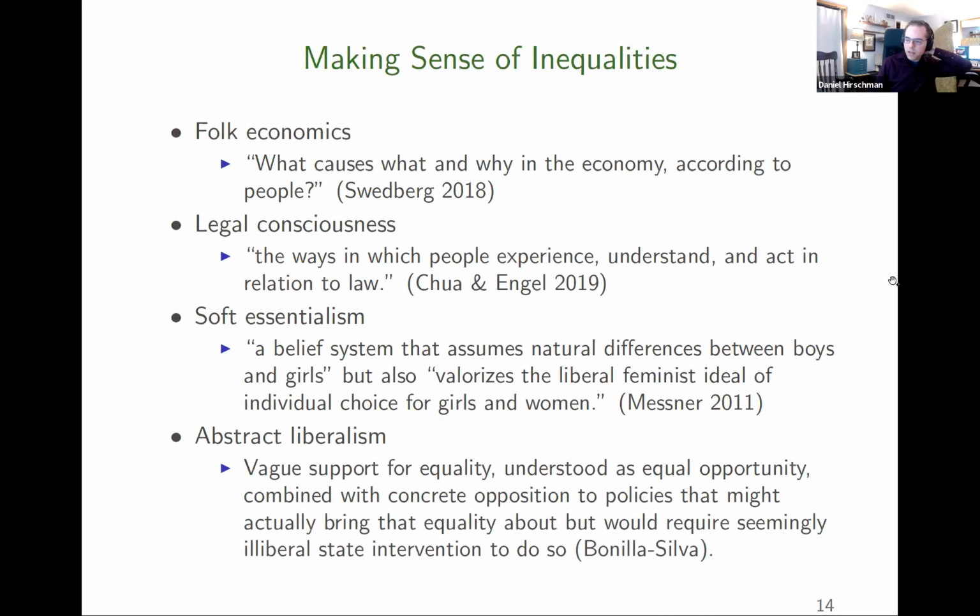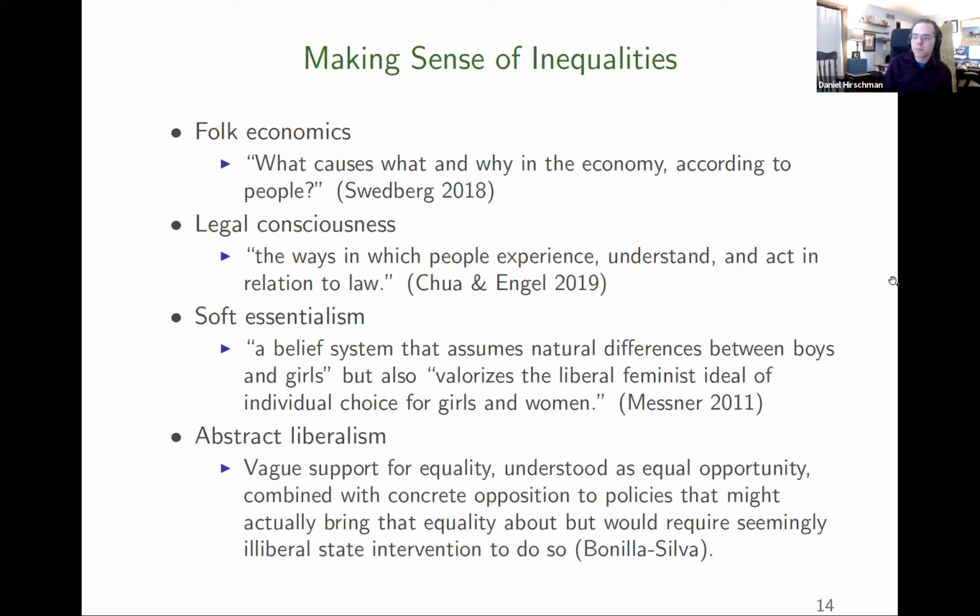And then finally, from the sociology of race, which I think applies nicely in a gender context, I draw on the concept of abstract liberalism, which describes a kind of vague support for equality, understood primarily as equality of opportunity, combined with concrete opposition to policies that might actually bring that equality about, which would require seemingly illiberal state intervention. That is to say, this is an ideology that says racial inequality is bad, but the state should not take aggressive action to do anything about it, for example.